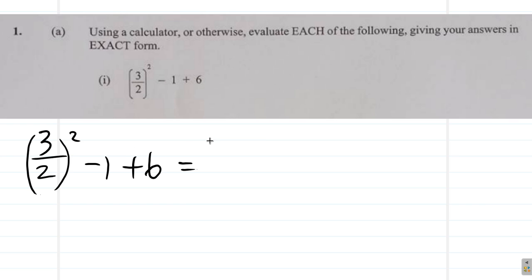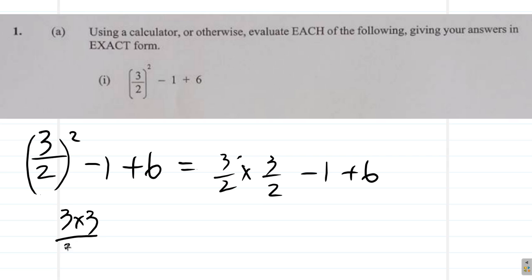Now, 3 over 2 squared. Remember, when you square a number, it's the number times itself. So it's 3 over 2 multiplied by 3 over 2 minus 1 plus 6. Now, remember, you do multiplication first. And when you multiply two fractions, it's top by top over bottom by bottom. Alright? So it's going to be 3 times 3 over 2 times 2.